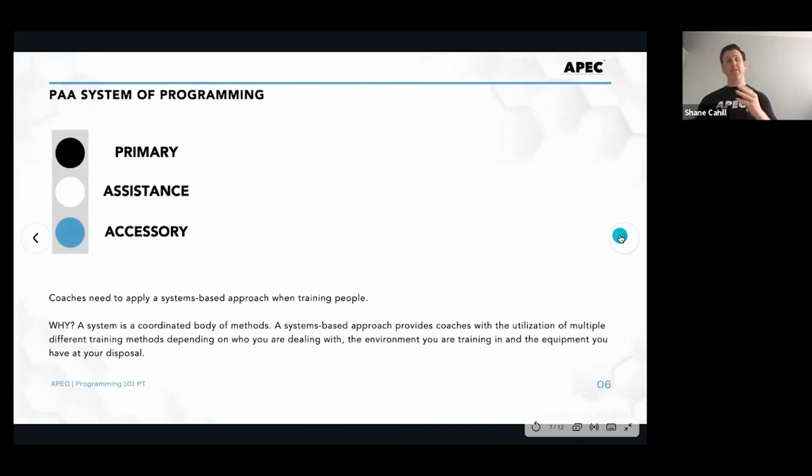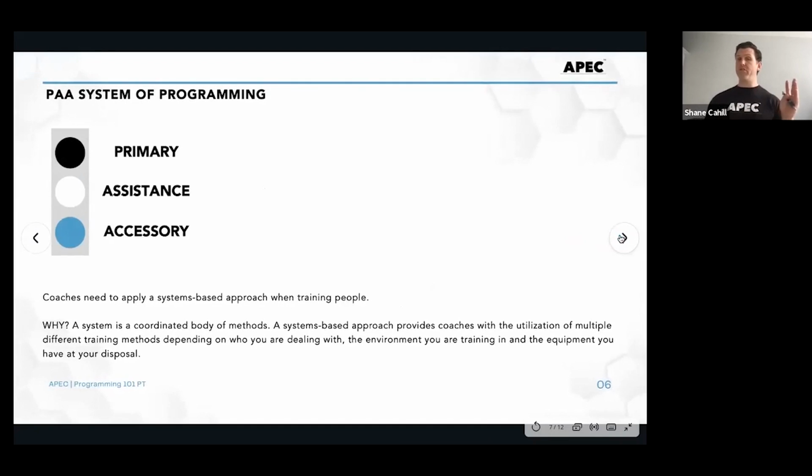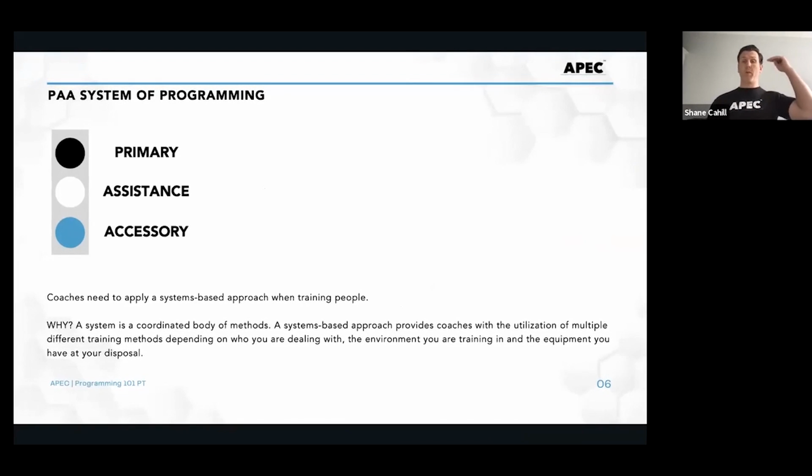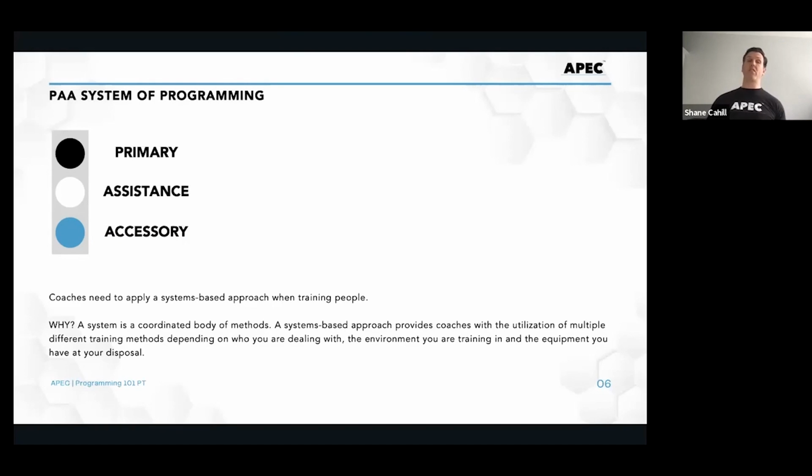Okay, the system that we use, and it does not matter whether we are working with athletes or with general population, the system that we use when we're working with people is the PAA system. That's how we program. We use a thing called the PAA system, which stands for Primary, Assistance, and Accessory.